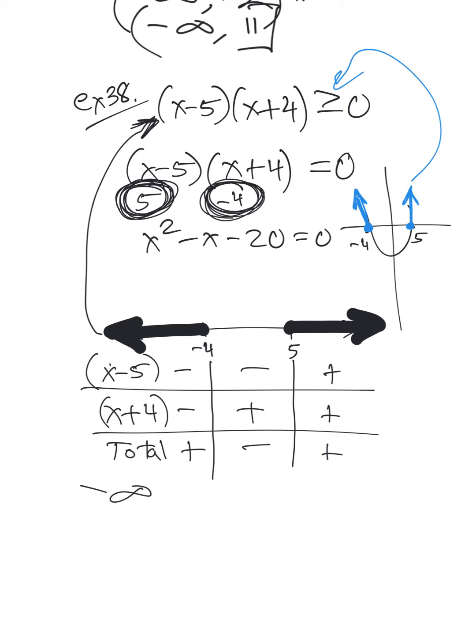So negative infinity to negative 4, including negative 4. We also have 5, including 5, all the way to positive infinity. So we want to include both of these, right? Not just one of them?